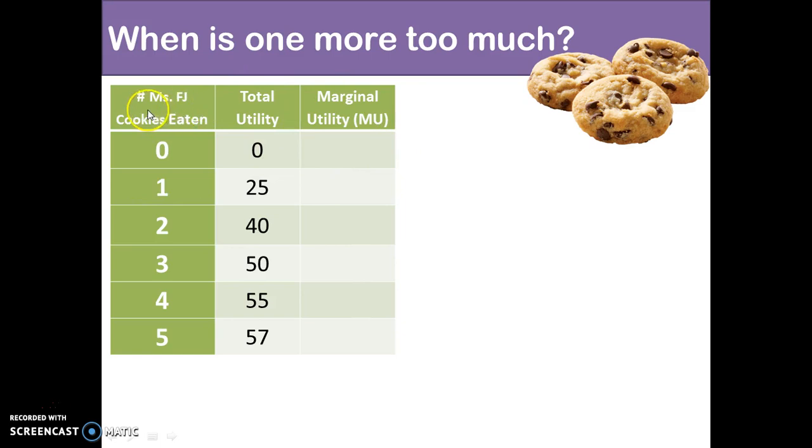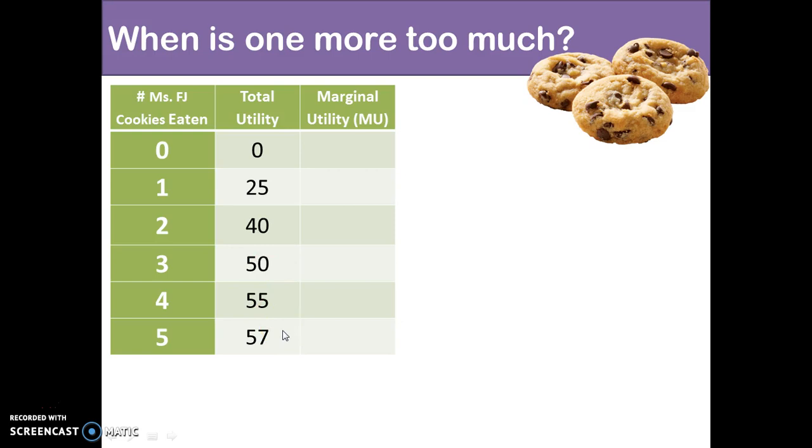If we take a look at the number of Miss FJ cookies that are eaten, if you don't eat any cookies, you're not going to have zero utility. But you have that first cookie and it tastes really good. And so all of a sudden you experience 25 utility, 25 utils. The second cookie, your total utility goes up to 40. Your third cookie, your total utility goes up to 50, and so on.